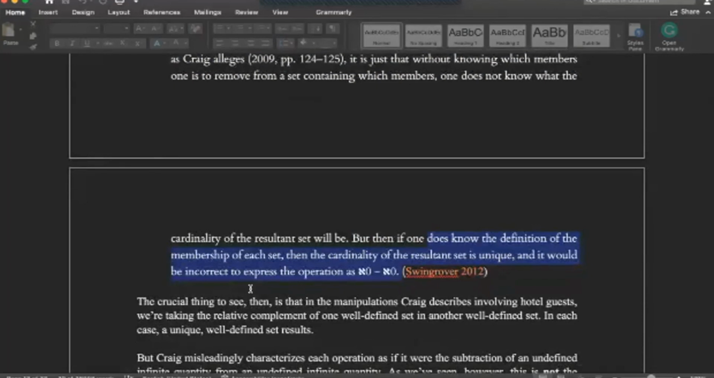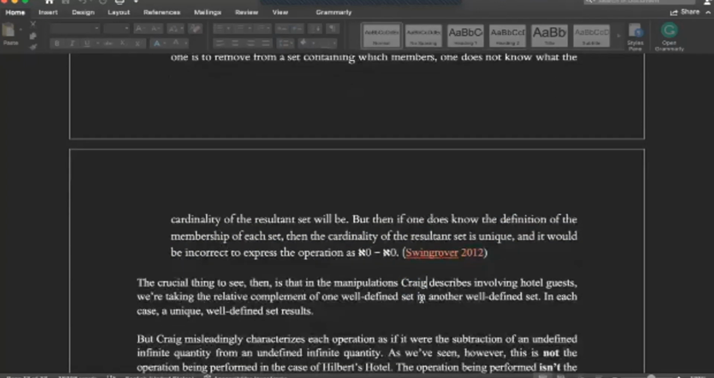So the crucial thing to see then is that in the manipulations Craig describes involving hotel guests, we're actually taking the relative complement of one well-defined set in another well-defined set. And in each case, a unique, well-defined set results. Craig has to specify that we're taking the even-numbered guests, which is a well-defined set, and we're removing them from the natural-numbered guests, which is another well-defined set. And you take the relative complement of the former in the latter, and that gives you the set of the odd numbers, right? And that's a unique, well-defined set that results. No contradiction here whatsoever.